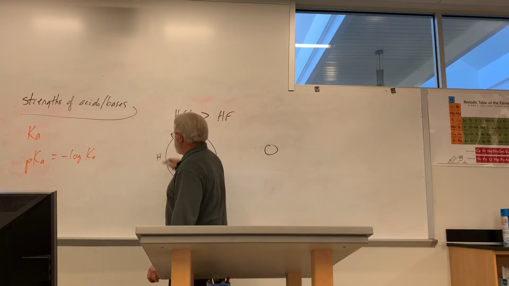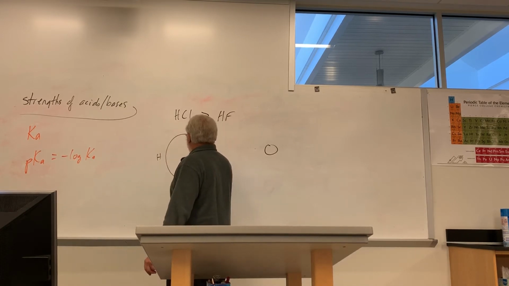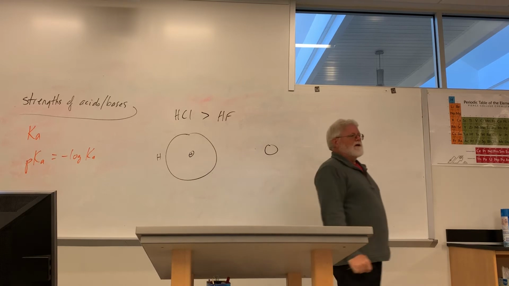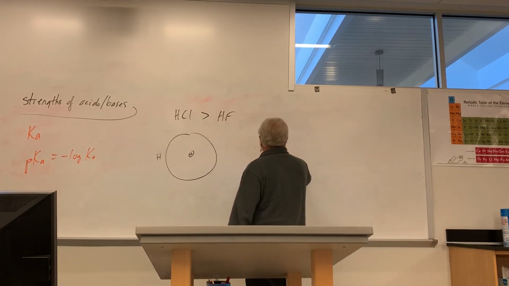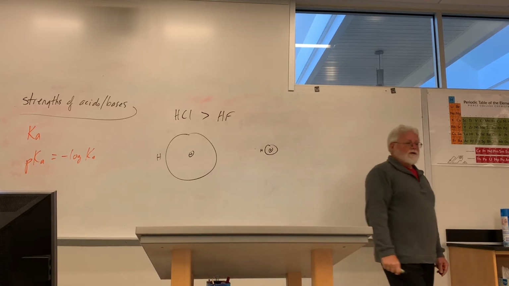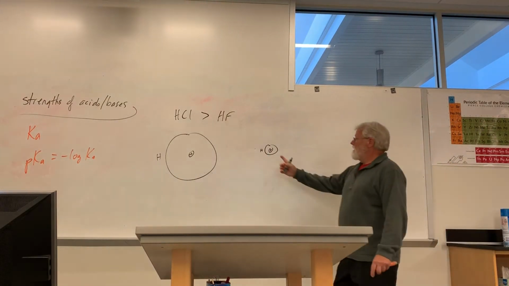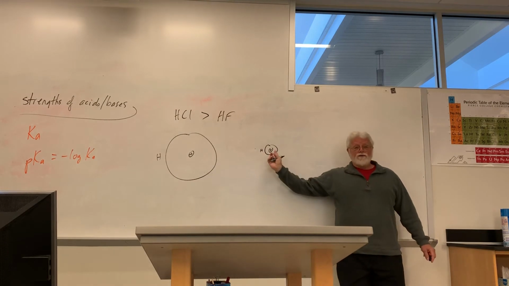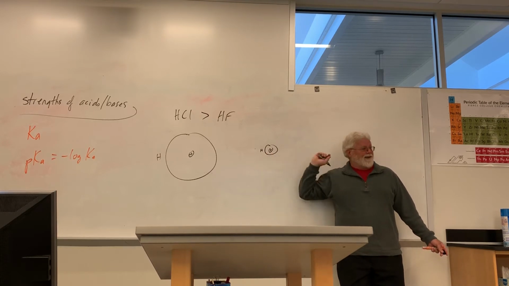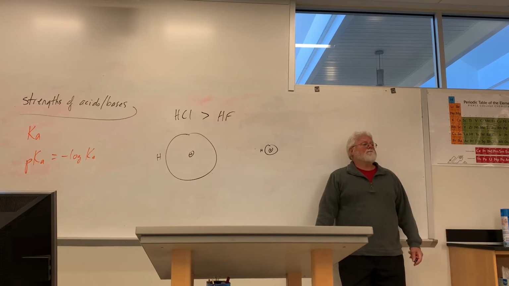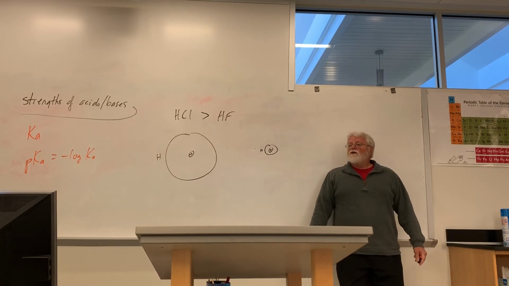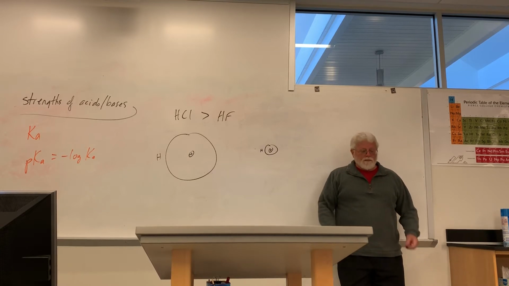So we've got hydrogen here. There's the positively charged nucleus that's holding it in place. We've got hydrogen here. There's the positively charged nucleus that's holding it in place. This hydrogen is able to get a whole lot closer to the positively charged nucleus here, so it's held onto much more tightly. To say that it's held onto much more tightly is to say that it isn't released as readily, which is to say it's less acidic. So size very much matters.